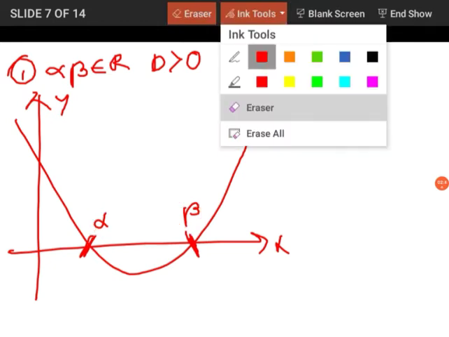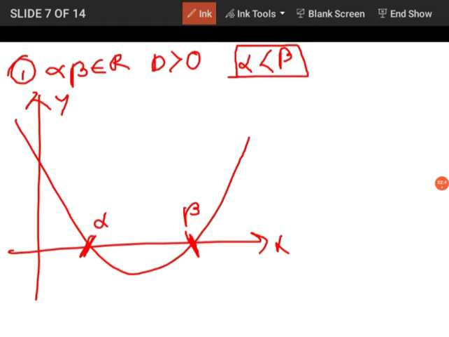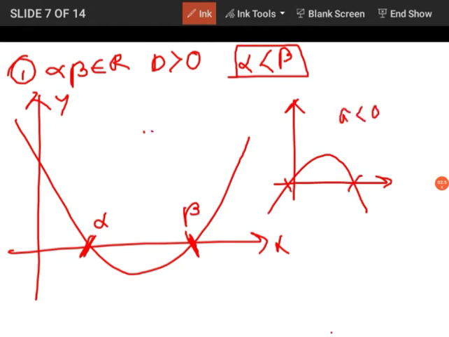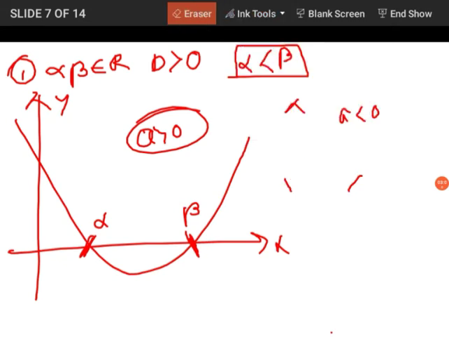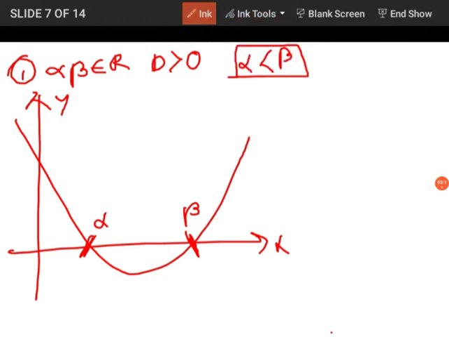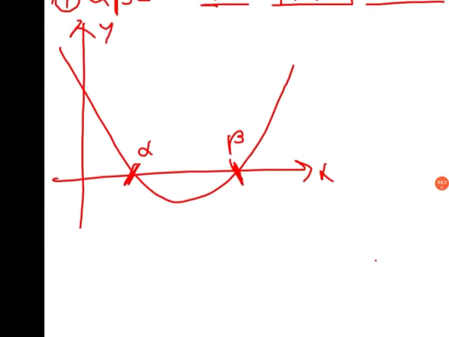Now another graph of the same nature can be formed, a downward parabola, something like this. This graph is also possible when a is less than 0, and here a is greater than 0. So if you want to write only this graph, you write the conditions: a greater than 0, this and this. These are the four conditions. I hope that you understood this graph.